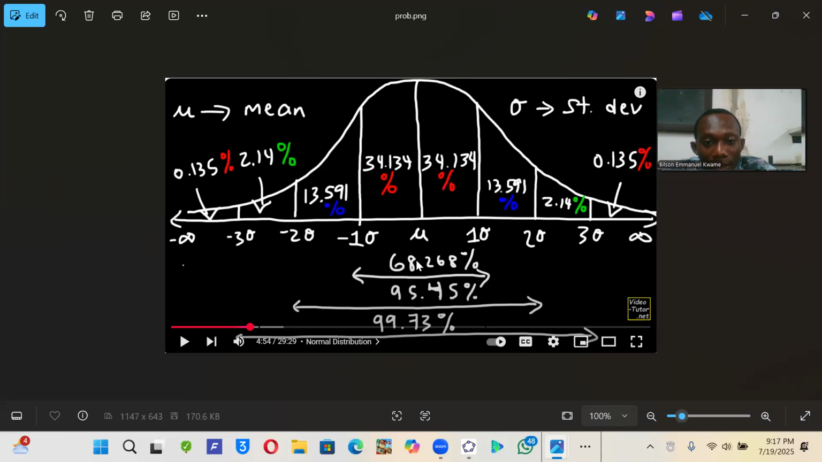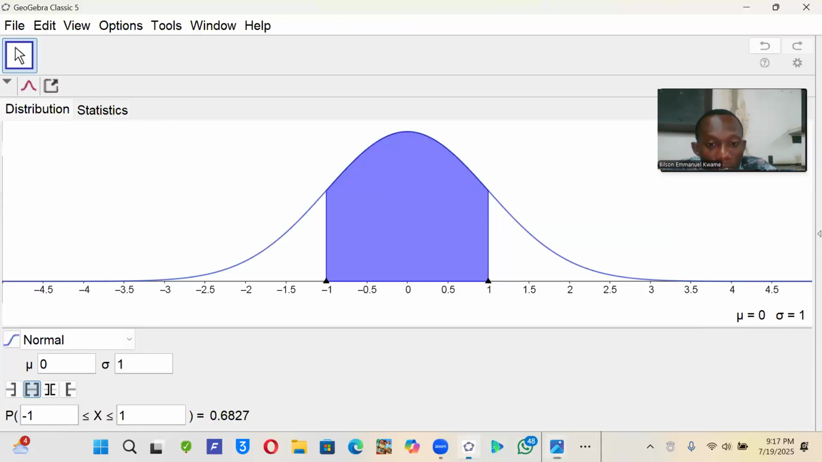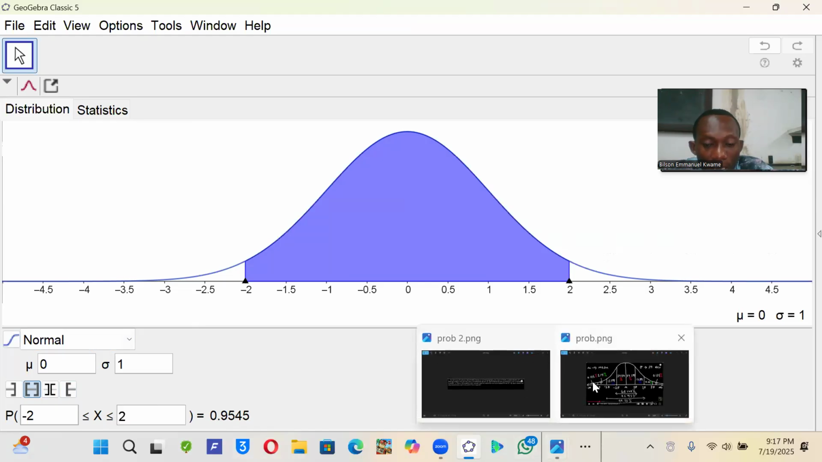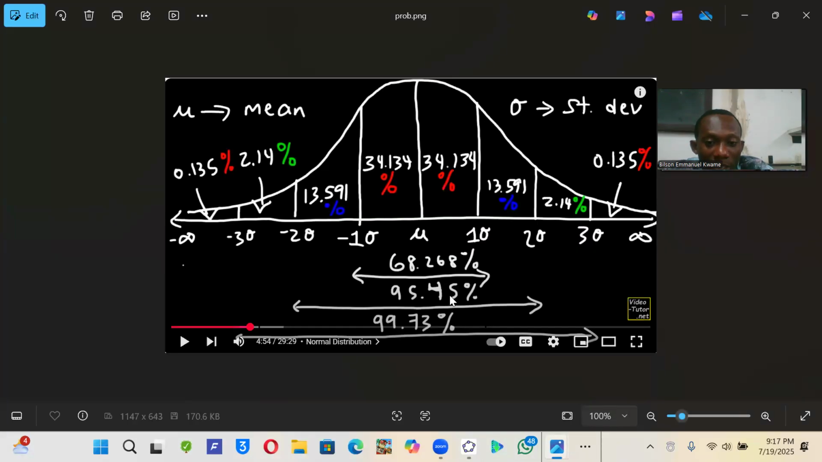Do you understand? Good. Then the distance from -2 to 2 is going to give us 95.45 in percentage. So let's go back again. That is from -2, then we end at 2. You're going to get 95.45. Do you get it? So when we come to this picture, we are going to get 95.45. Then the distance from -3 to 3 is the one giving us 99.73. You get it?